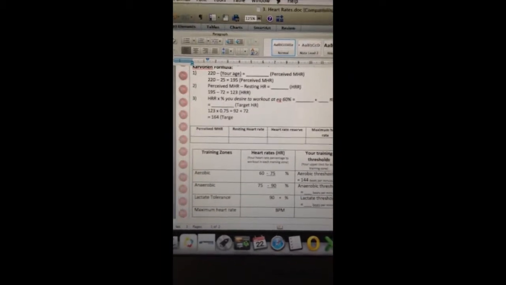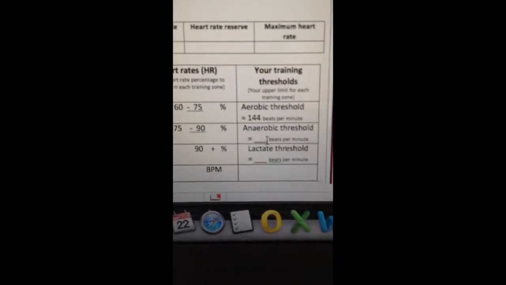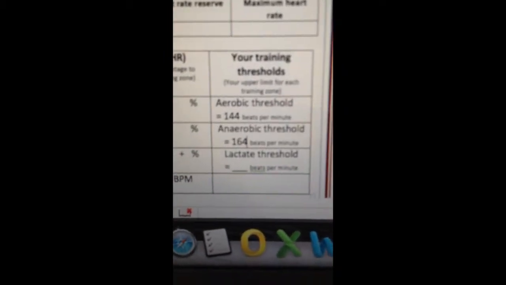164, and this is my target heart rate. It's really hard to type with one hand. Okay, so my target heart rate for anaerobic training is 164. All I need to do now is go down here and write 164. Okay, we've got one more to do, guys, and that's our lactate tolerance.